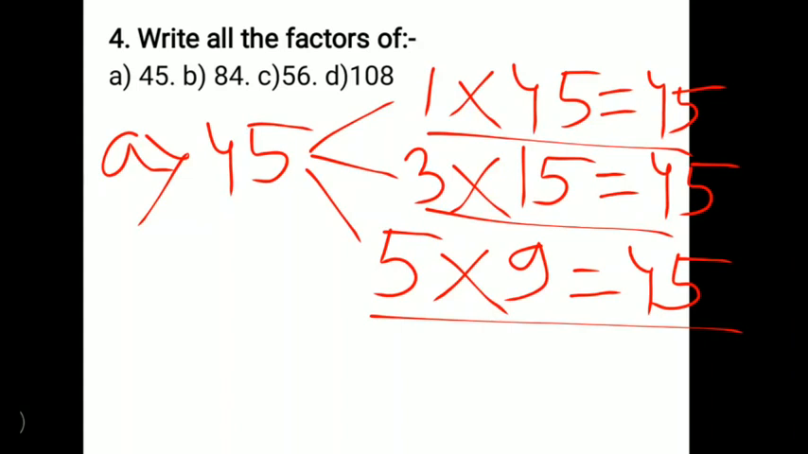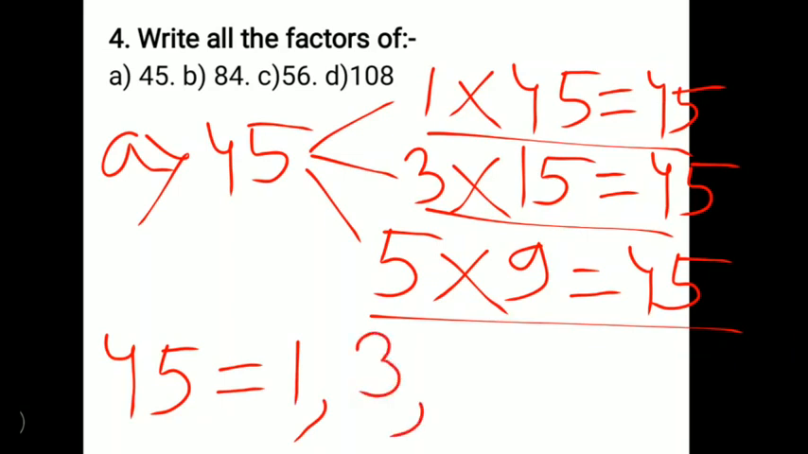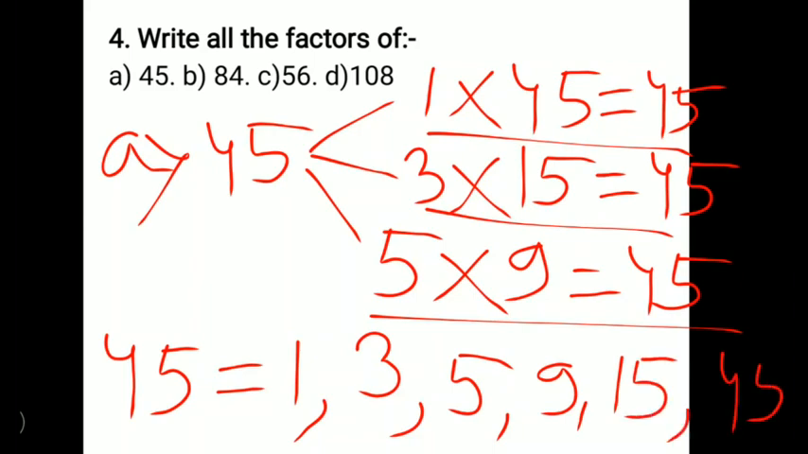So if you have to write all the factors of 45, what are you going to write? The factors of 45 are 1, because we started from 1, then 3, then 5, then 9, then 15, and at the last comes 45. Alright, I hope you have understood this.